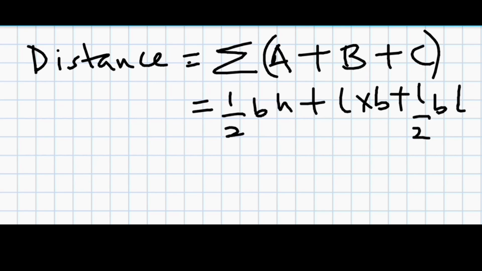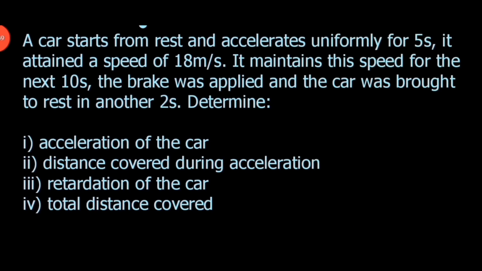Let's take an example. Let's consider this question. A car starts from rest and accelerates uniformly for 5 seconds. It attains a speed of 18 meters per second. It maintains this speed for the next 10 seconds. Then brakes were applied and the car was brought to rest in another 2 seconds. Determine: 1. The acceleration of the car. 2. The distance covered during acceleration. 3. The retardation of the car. And 4. The total distance covered.